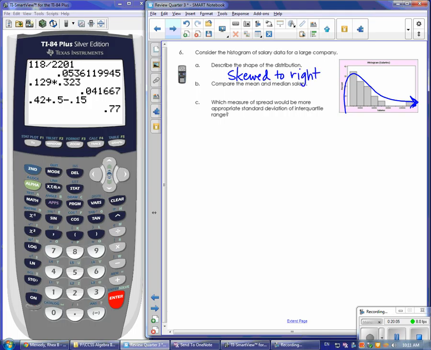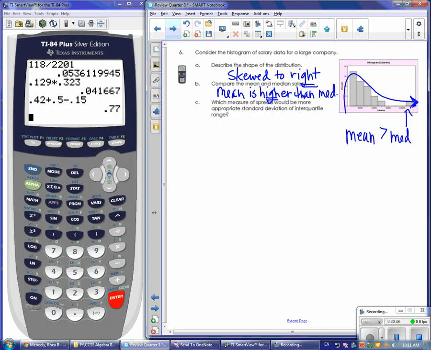And it says to compare the mean and the median salary. Remember, the median is always in the middle. It's not going to be affected by skewness. It's not going to be affected, that looks like an outlier. It's not going to be affected. But the mean will. That means that the mean is going to increase. And so the mean will be greater than the median. And remember, we said when it's skewed to the right, the mean is high, or higher than the median.